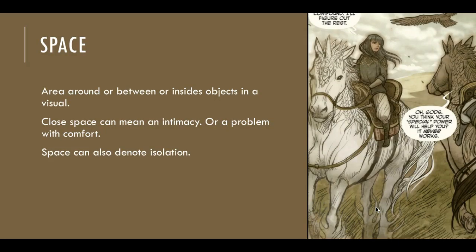Space is a really good one because people really don't consider it often unless it's almost right in their face. It's really the space around, between, and inside objects in a visual. If things are really close to each other, it can mean there's an intimacy there, or just some discomfort there. Space can also denote isolation.